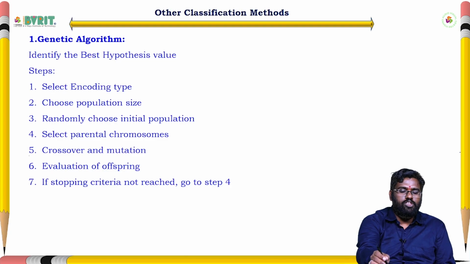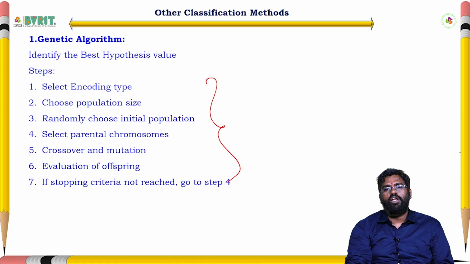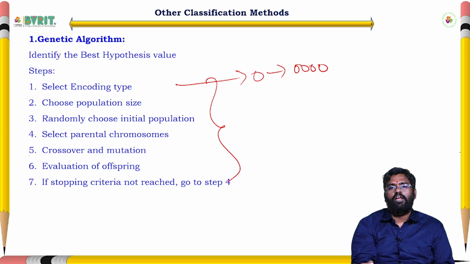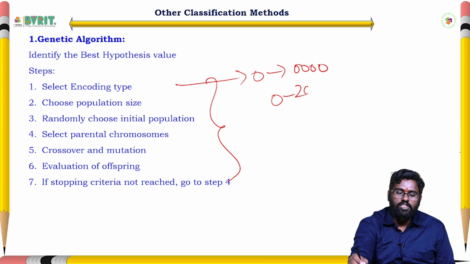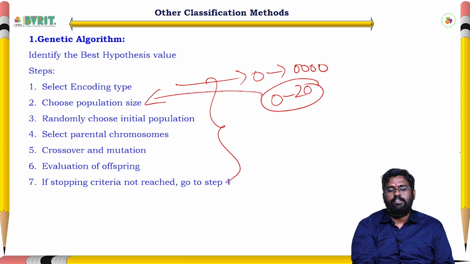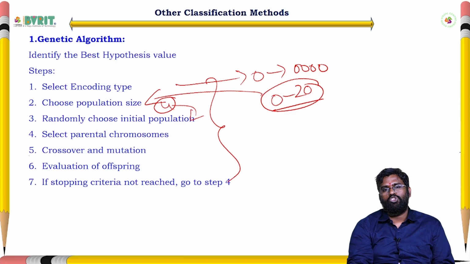These are the steps we perform. First, we select the encoding type. Encoding type means the given numbers are converted into binary number format. Then we choose the population. For example, if the range is 0 to 20, population size is how many values we take within that range. Randomly choose the population. For example, I choose population size 4, meaning four values taken from the 0 to 20 range.